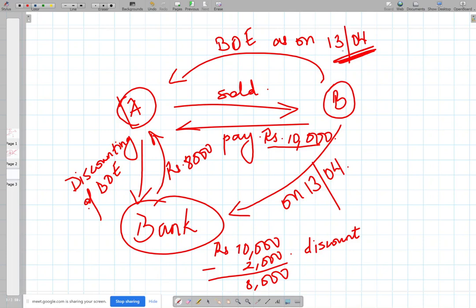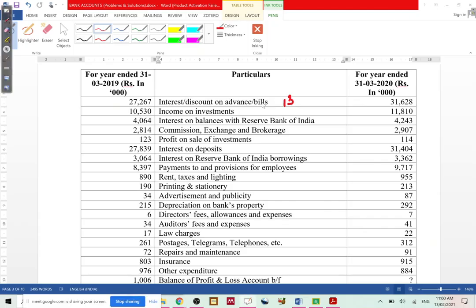B as per the promissory note, as per the bill of exchange, right? But instead, A can go to the bank right away and discount the bill and get at least some money, if not the entire amount, isn't it? So for giving you this convenient facility, the bank charges a discount. The discount on bills. That's why this discount becomes an income for the bank. This is exactly what it means. Discount on bills. Okay. Next one.